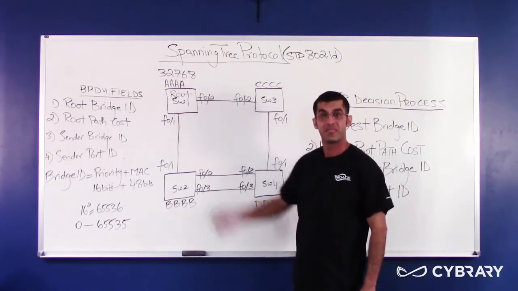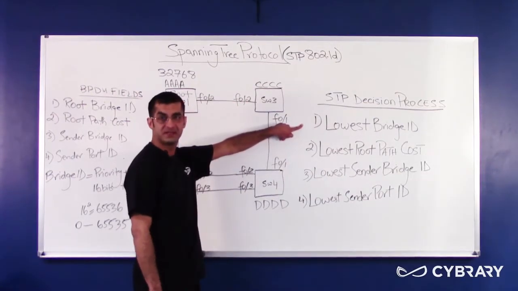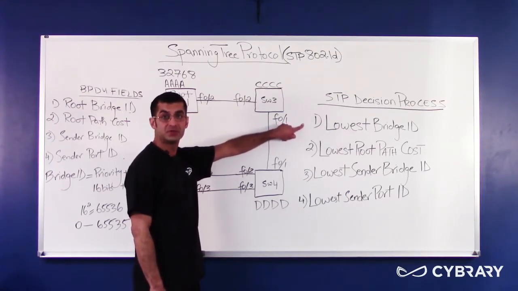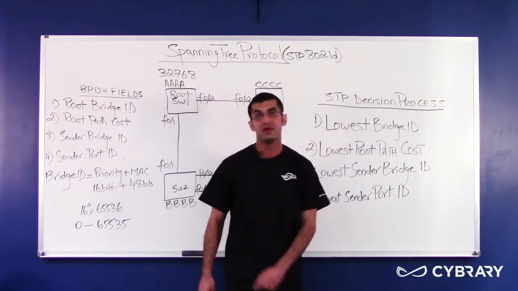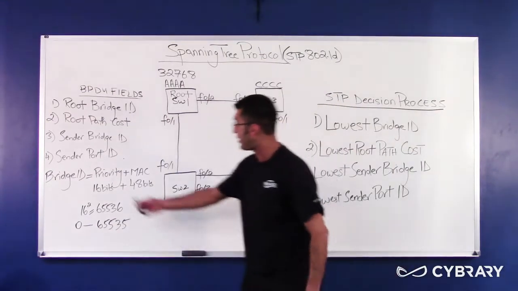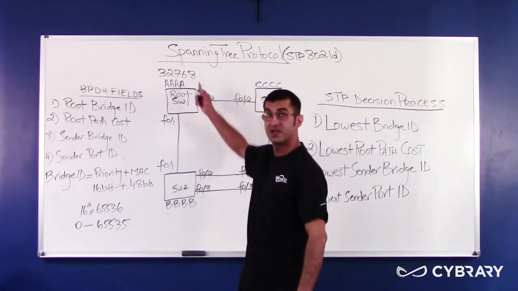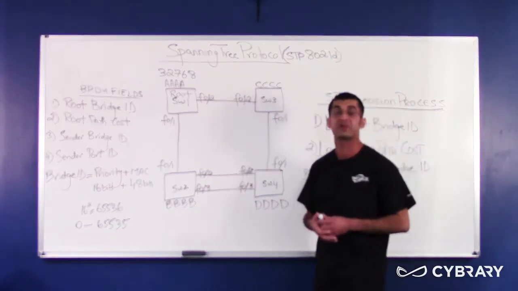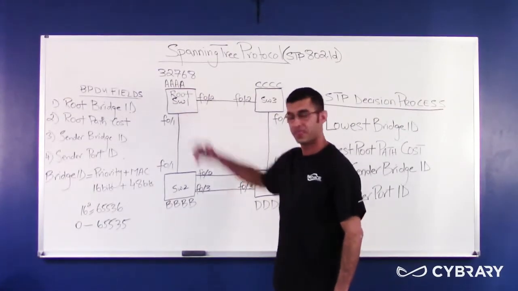So in the 4-step decision process, the first step is the lowest bridge ID. And using just the first step, we have elected the root bridge. So the root bridge election occurs according to the lowest bridge ID. Again, since the bridge ID field consists of priority and MAC address, and everybody's priority is the same, which is 32768, the tiebreaker becomes the lowest MAC address. And the switch with the lowest MAC address becomes the root bridge. In this case, switch 1 becomes the root bridge.